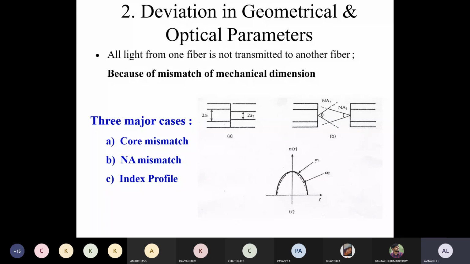In that case, what exactly happens is that not all the light from one fiber is transmitted to another fiber. That is the problem which is going to happen. When all the light is transmitted from one fiber to another fiber, there is no problem. If it is not transmitted, then the problem arises. Because of mismatch, core mismatch, numerical aperture mismatch, and index profile mismatch, when these three mismatches happen, obviously we are going to face a lot of problems.